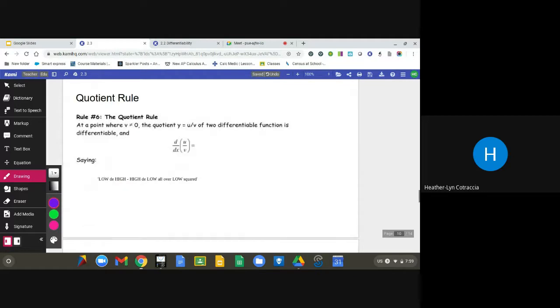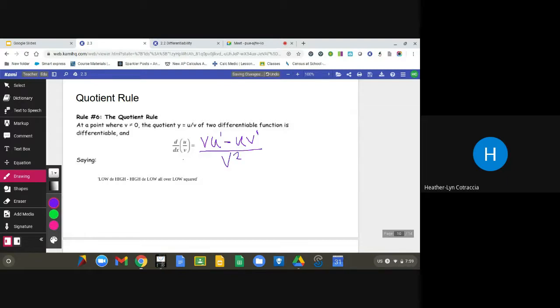Okay, I believe this is the last rule of the day. This one right here is a little tricky just because order matters. Order definitely matters on this one. Because if you notice, here, I'll give you the rule first. We're going to do low, I had the sayings down here at the bottom, but we're going to do the denominator times the derivative of the numerator minus the numerator times the derivative of the denominator, and that's all going to be over the denominator squared.